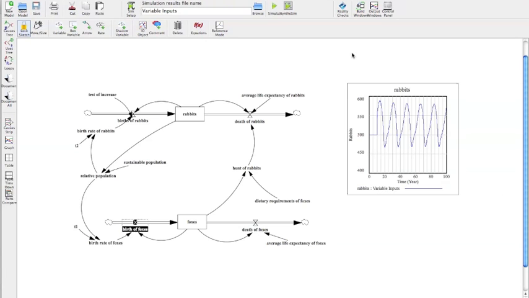I think one thing that I wanted to show in this model that I didn't show in the previous one is how to build those plots. So if you go to the Control Panel.